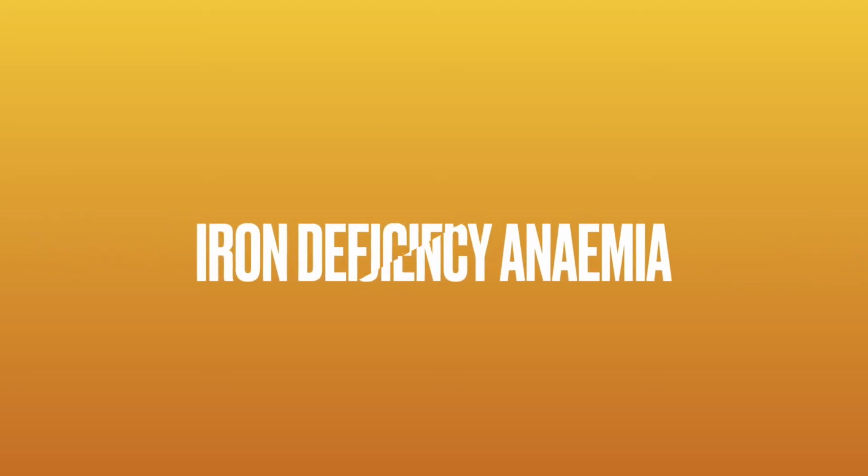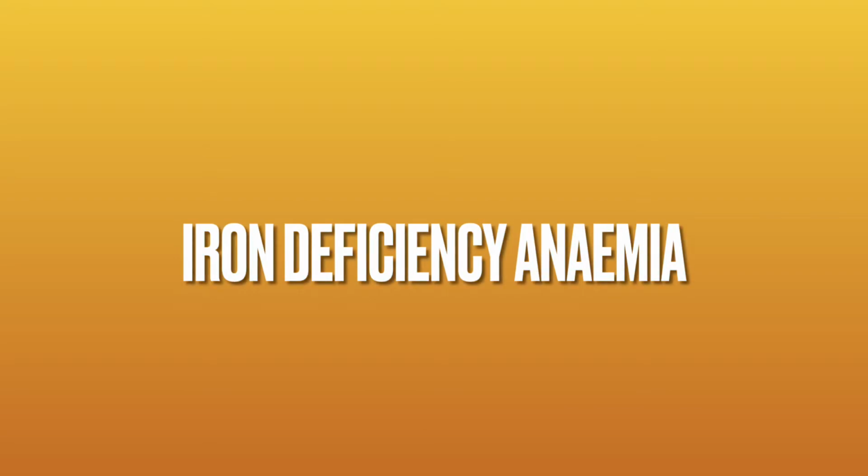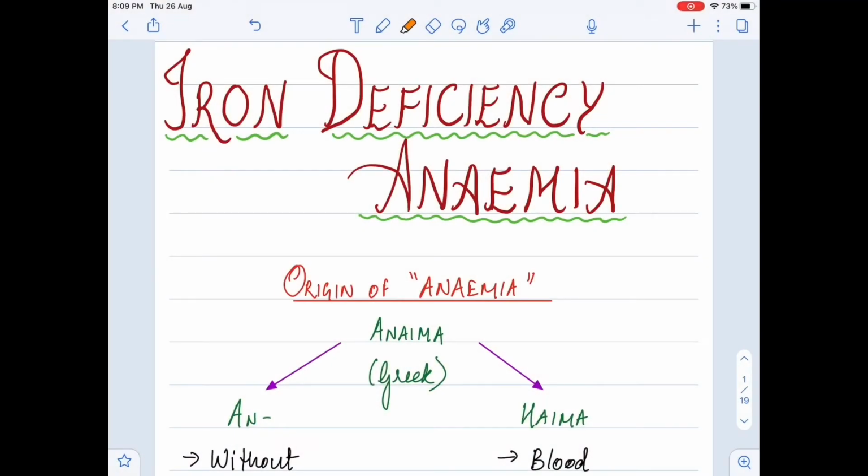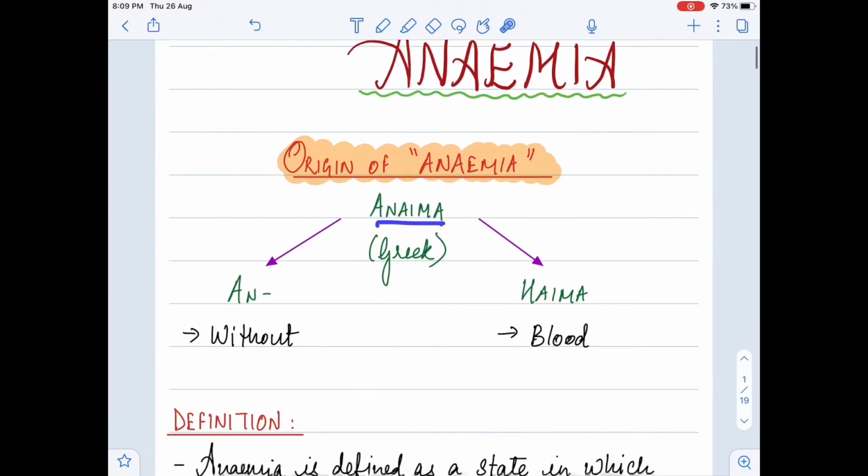And today I'll be teaching you all about one of the most important forms of anemia worldwide, that is iron deficiency anemia. Let us first understand the origin of the term anemia. So the word anemia comes from a Greek word anaema, which means without blood.